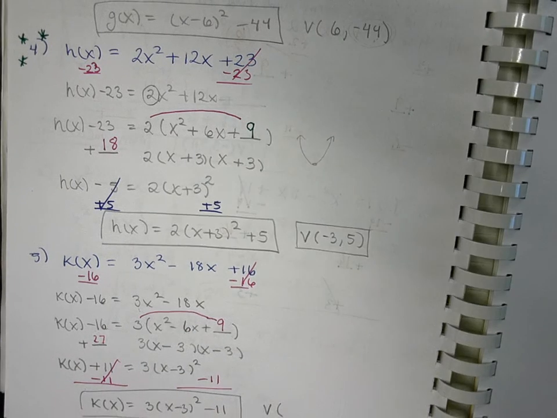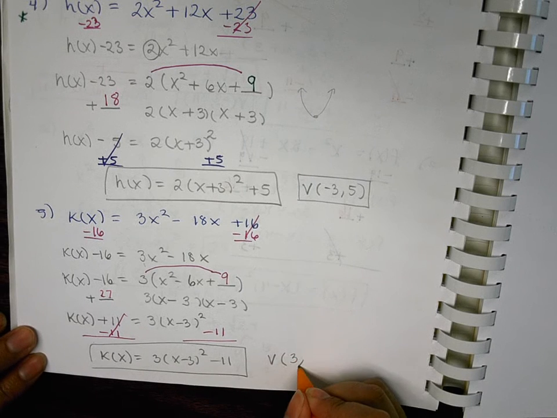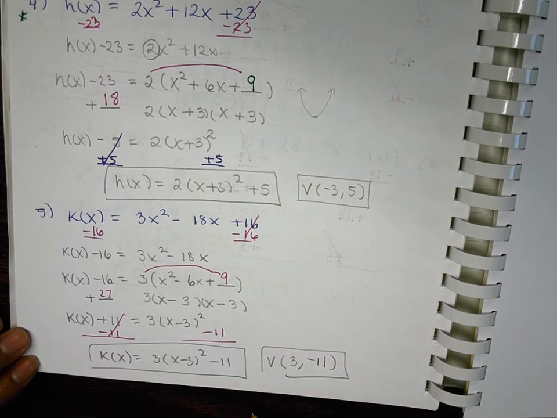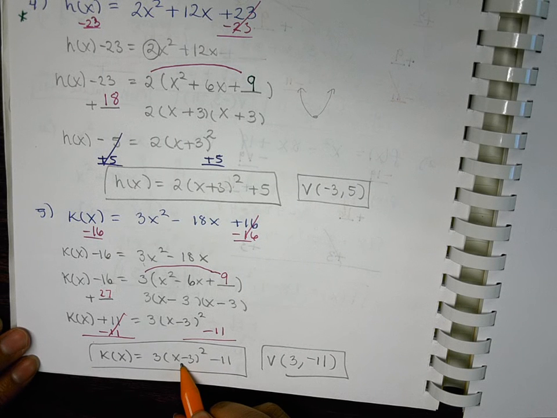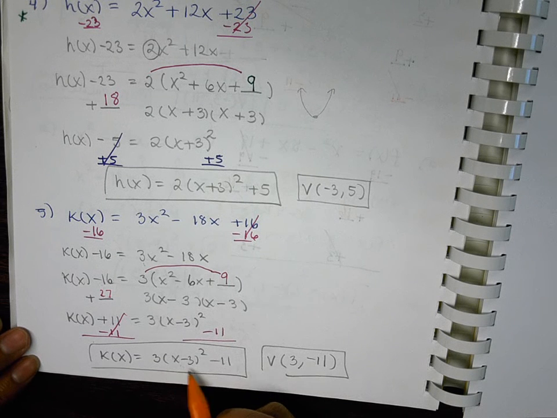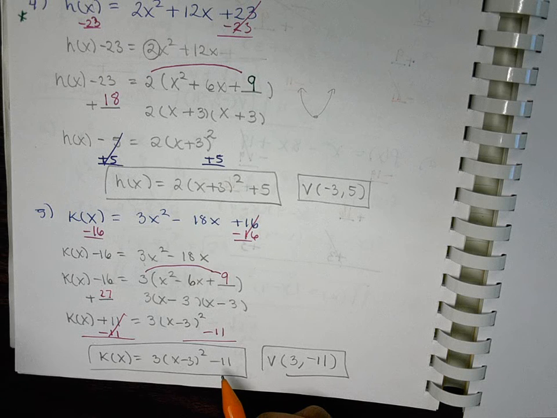3, negative 11. Can you tell us how you got 3, negative 11? I did the opposite of the 3 inside of the parentheses. Uh-huh. And negative 11 at the end. Good. She says she took the opposite of the inside, made that positive 3, and the negative 11 stayed the same. Got it?